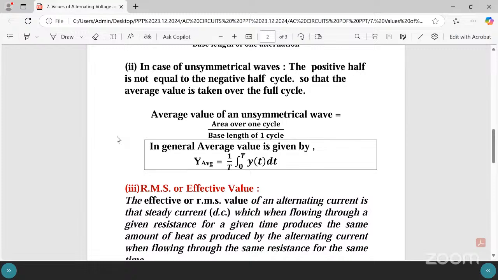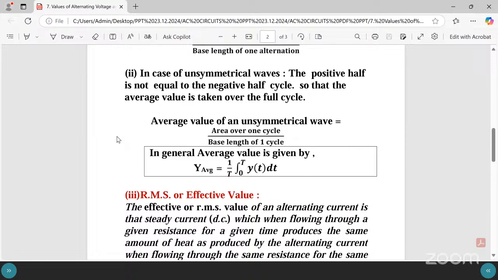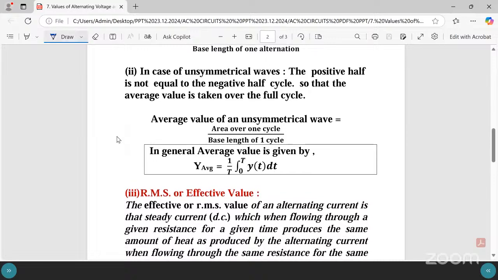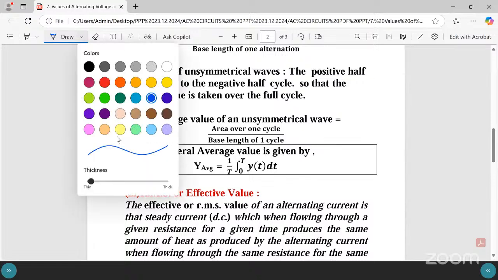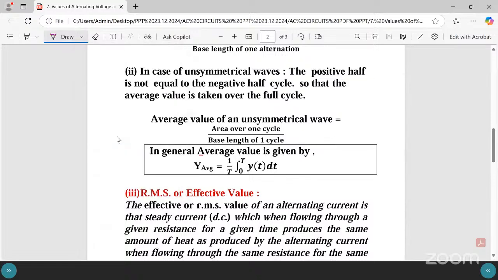Y means it may be voltage or current. V average, I average is 1 by T integral 0 to T y of t dt. Remember this formula, very important formula. If you want to find the average value for any given waveform, what formula do you have to use? 1 by T integral 0 to T y of t dt.